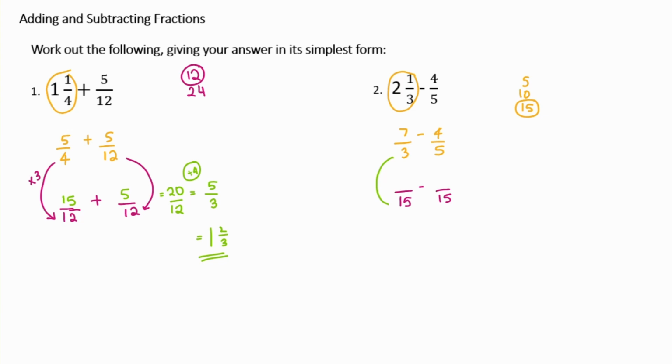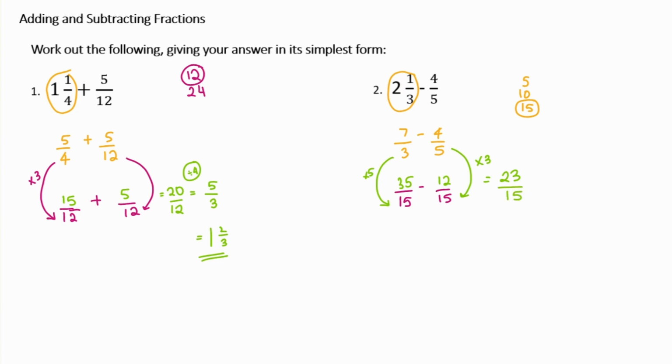So to make 3 into 15, we have multiplied by 5. So we're going to do the same to the 7. 7 times 5 is 35. To make 5 into 15, we have multiplied by 3. So we're going to do the same thing to the 4. 4 times 3 is 12. And if we take away 35, take away 12, that gives us 23 over 15.